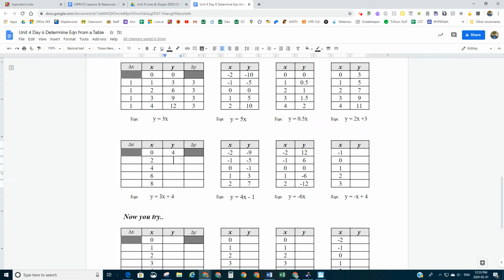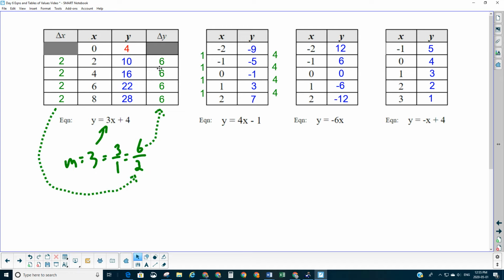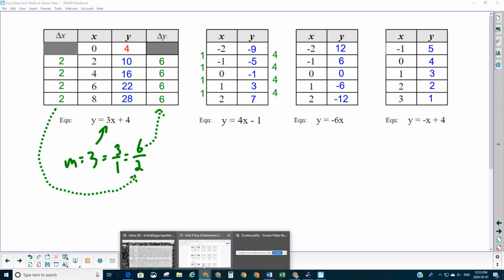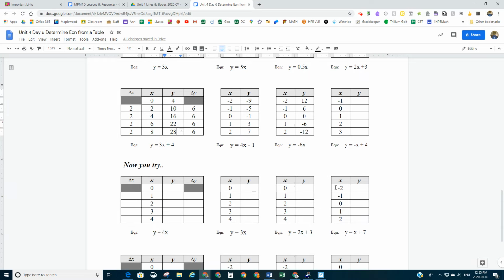And then remember this one, the runs were 2, the delta x's were 2, and this we discovered the delta y's were 6. Remember, this is just coming from our example. I'm just copying it down here. There it is, right? Those are 2's and 6's. And then it went 4, 10, I went up by 6's. So I would just fill in the table from here. 10, 16, 22, 28.